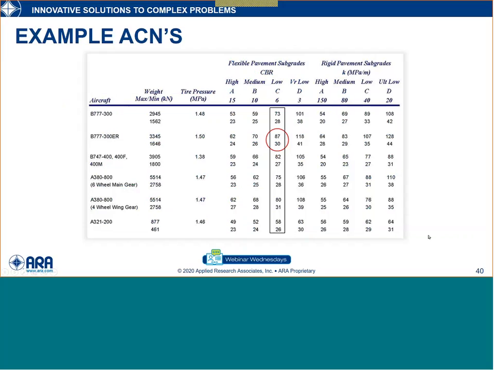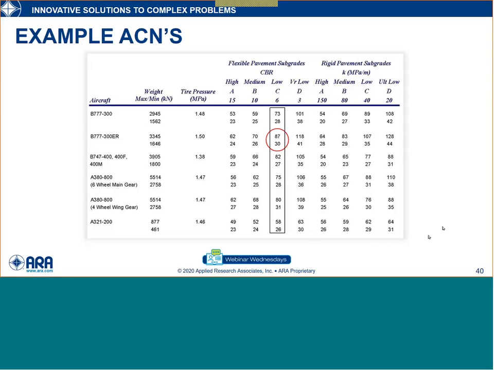So for an example here, the Boeing 777 is one of the most damaging aircraft in the fleet right now. Flexible pavement, subgrade category low, has an ACN of 87 at the maximum takeoff weight. Previously, a lot of the structural reporting was done by just gross weight. So you might have a runway, for example, that was rated for a dual tandem gear for 250,000 pounds.